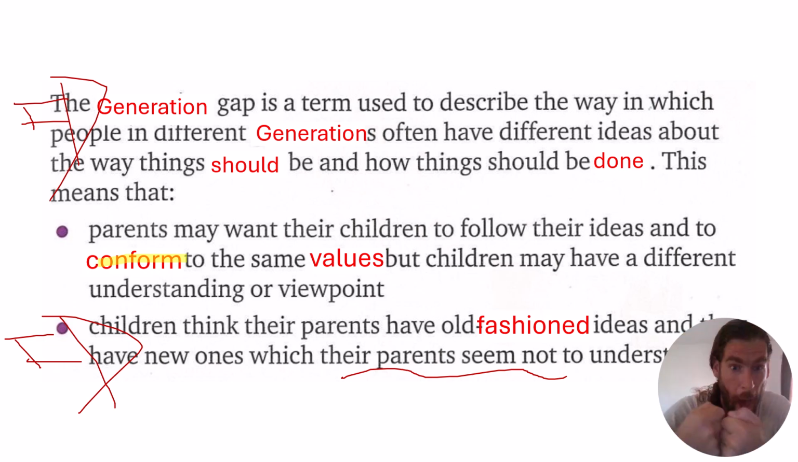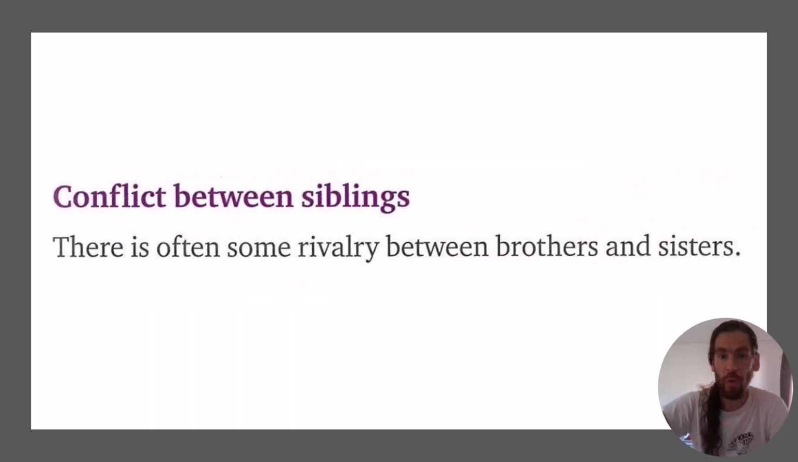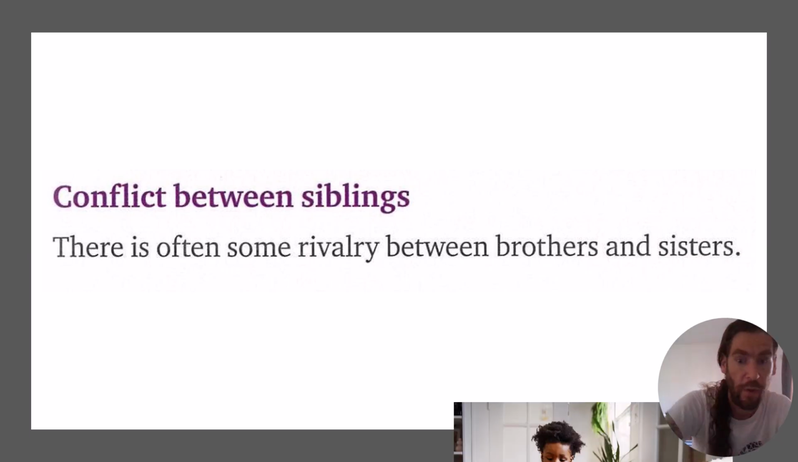And this can create a gap or even a generation conflict if this gap widens and the understanding becomes less instead of more. Also, siblings can have a conflict together. There's often some rivalry between brothers and sisters.